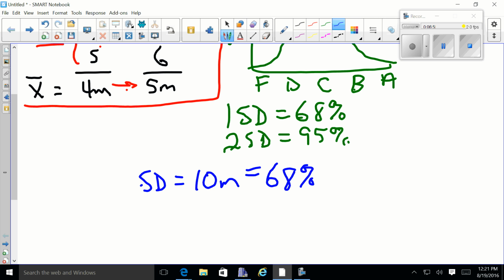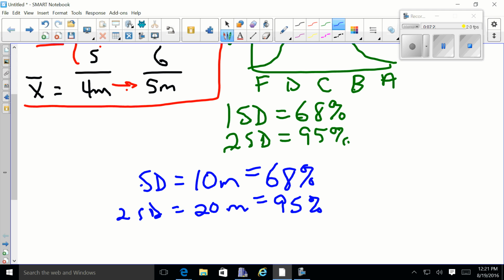Okay? That also means this. Two standard deviations would be 20 meters. And that's equal to 95% of your data, which is almost all of it. So you could say that, with 95% reliability, that your data is 20 meters apart, which is almost 60 feet. So diet versus regular has a big, big, big difference.